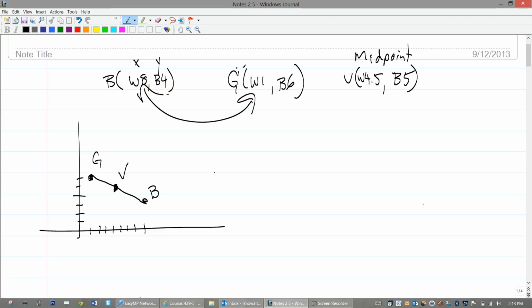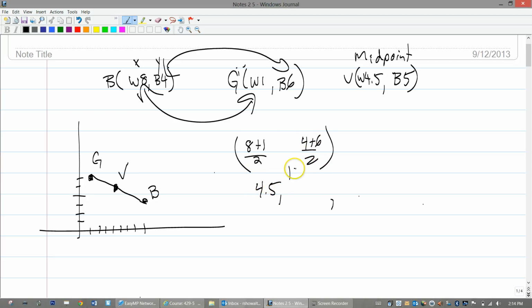You essentially averaged 8 and 1. You guys remember how to average things? Add them up and divide them by 2. Okay. You also average the y coordinates, or the board coordinates in our case: 4 plus 6, divided by 2. You got 9.5 over 2, which was 4.5, and you got 10 halves, which is 5. Okay. That is the exact same spot as where midpoint Vinny was.